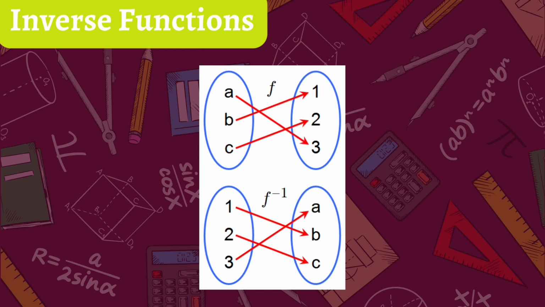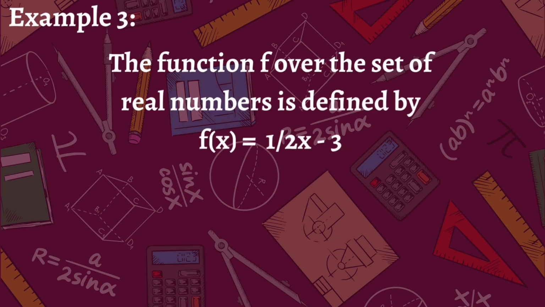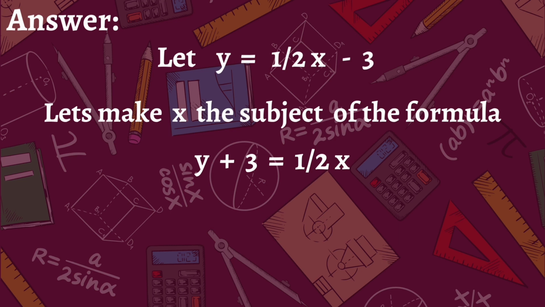The arrow diagrams help to illustrate how inverse functions work. So let's take an example. If you have a function f of x equal to 1 over 2x minus 3, and we are asked to find the inverse function, which is f inverse of x, what are we supposed to do? We would replace f of x with another variable, say y, so that we have y equal to 1 over 2x minus 3.